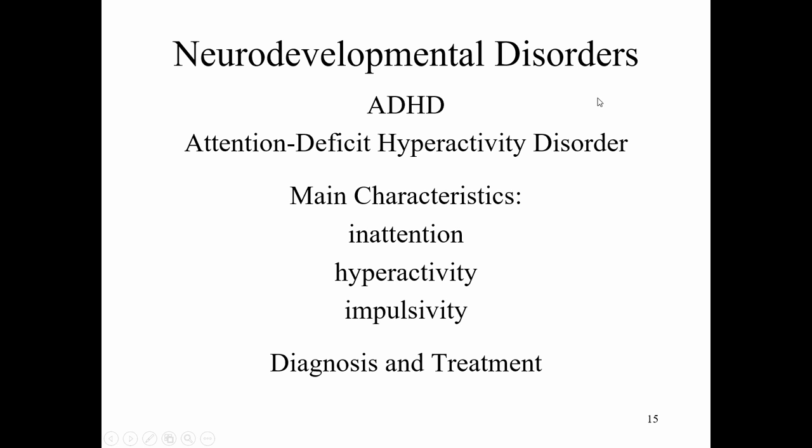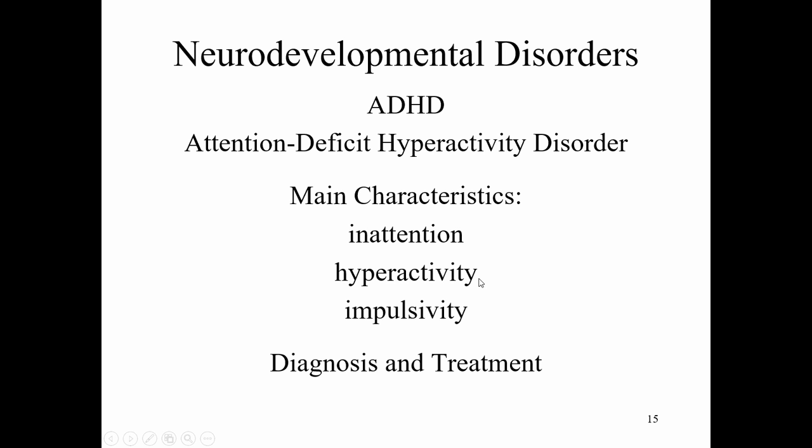Disorders where the person's development has gone off course, and they connect this with the development of the nervous system, neuro. One of these is ADHD, attention deficit hyperactivity disorder. The three main characteristics you would see are, first, inattention. The person is unable to pay attention, focus their attention, as compared to those their age. Most of the time when this is diagnosed, it's diagnosed first in childhood.